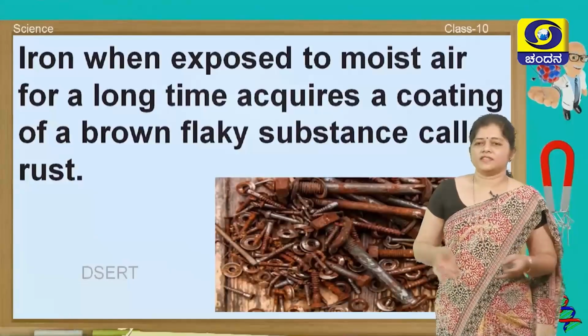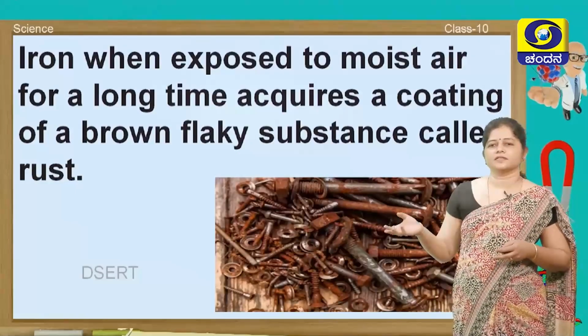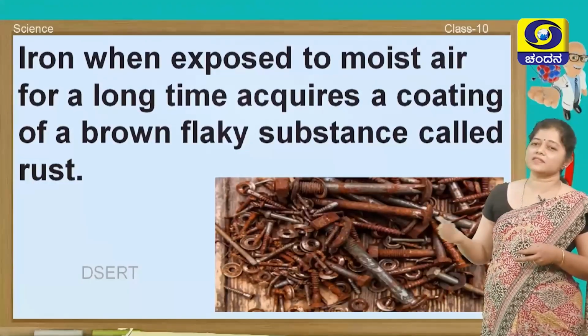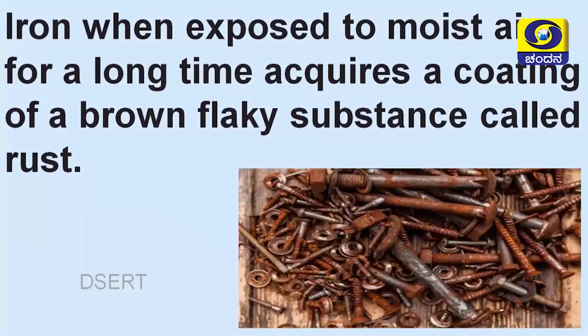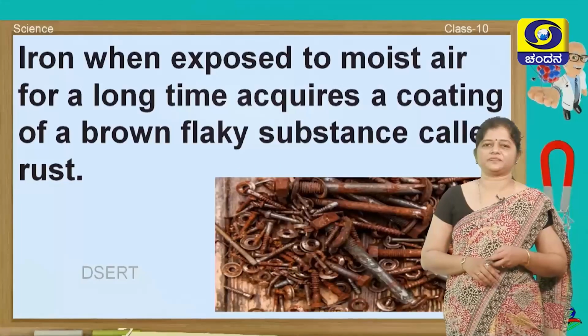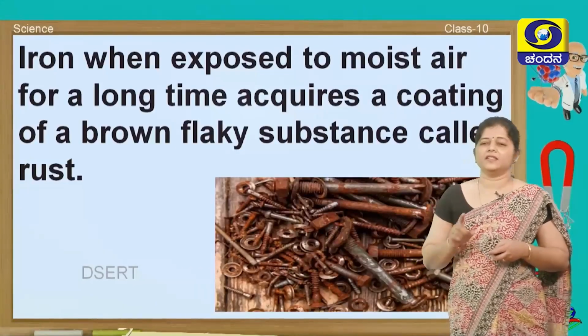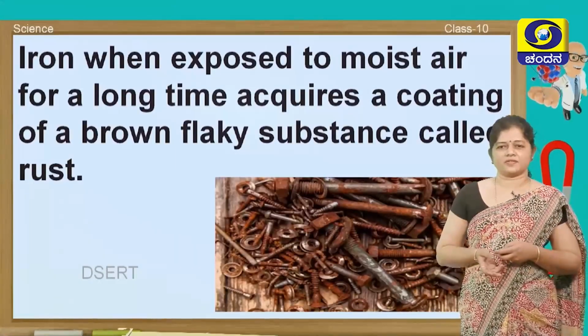And you have all seen this, experienced this. This is iron, but it is rusted. So, when iron is exposed to moist air for a long time, it acquires a coating of a brown flaky substance, and that is called rust. This you have already seen, you would have experienced this also.